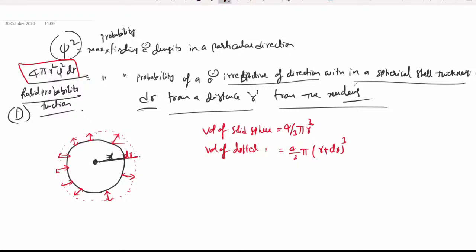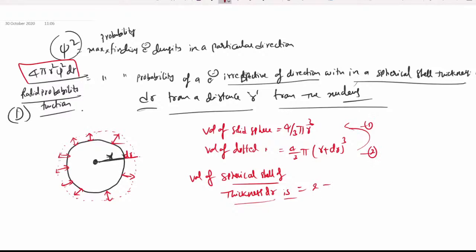Now the volume of a spherical shell of thickness dr is what I am calculating, only this volume. How much? Take this minus that, 2 minus 1, and you will get the volume. This is the total, and this is only this volume. So I am taking 2 minus 1, which equals 4 by 3 pi into (r plus dr) cube.